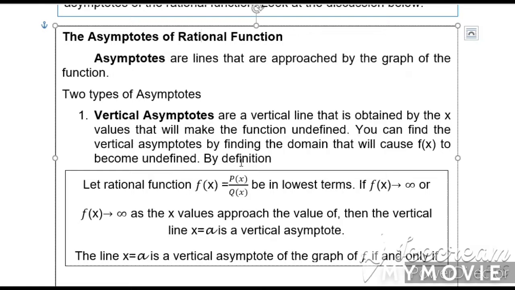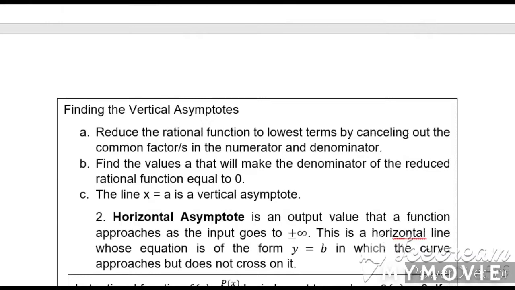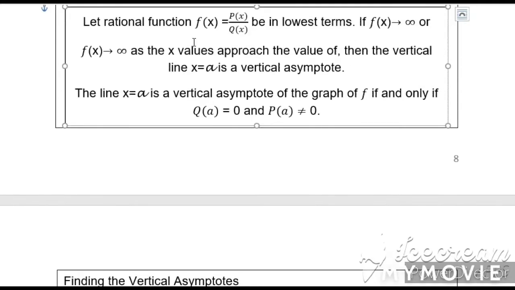By definition, let rational function f of x equals p of x over q of x be in lowest terms. If f of x approaches infinity as the x values approach the value a, then the vertical line x equals a is a vertical asymptote. The line x equals a is a vertical asymptote of the graph of f if and only if q of a is equal to 0 and p of a is not equal to 0.